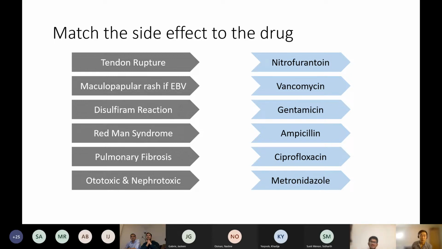Enough chatter. Let's see if people can put in some side effects with the drugs. You don't have to put them all, but just match them. If you pop them in the chat. Very good. Nitrofurantoin, fantastic. Pulmonary fibrosis. So that tends to be with long-term nitrofurantoin use, not just if we're giving it for 3 days for a UTI.